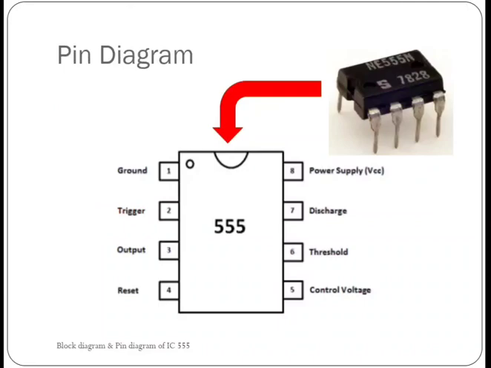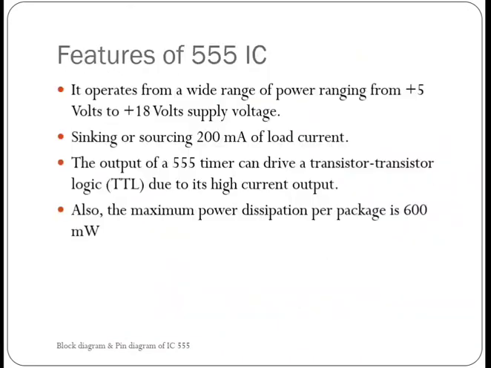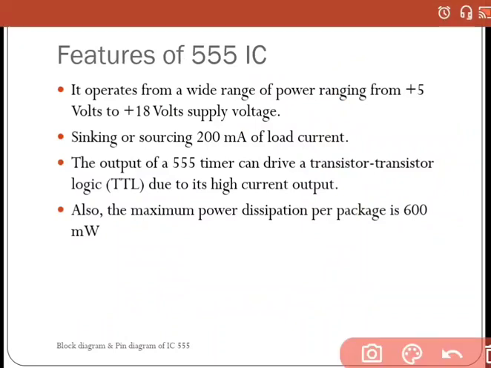Now here are the features of the IC555. The 555 IC, where IC means integrated circuit, has a supply voltage range of 5 to 18 volts. That means one can use any voltage within this supply voltage range. It has an output current capacity of 200 milliampere. It is called the sinking or sourcing of load current.